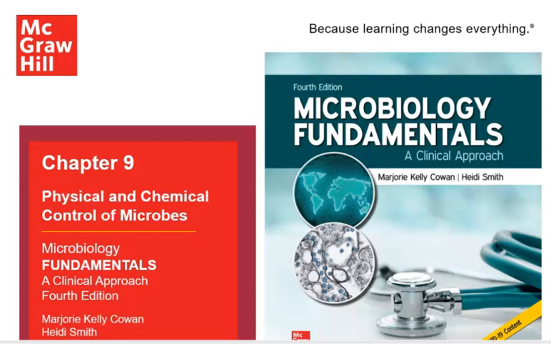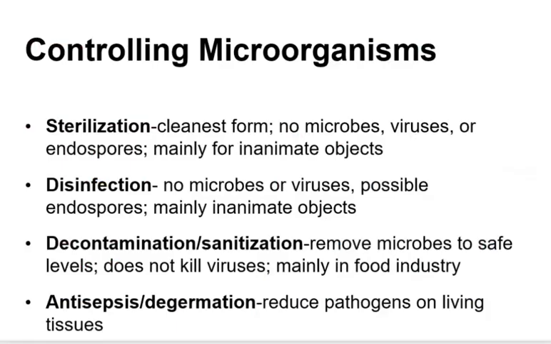So we are starting chapter 9, which is physical and chemical control of microbes. We're going to be talking about how we can control the growth of these microorganisms. In other words, we want to inhibit them. We want to keep them from growing. And there are different levels of control that we're going to be talking about.